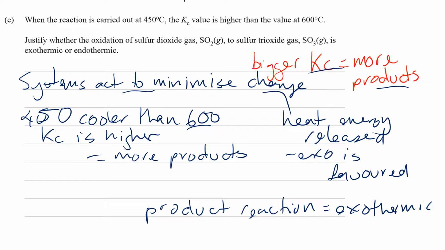Okay? And then whether the oxidation of sulfur dioxide gas, that actually the information's in the previous question. So you just say it's one or the other. Okay? And so the sulfur trioxide, because you can even tell from this that that's the product. Okay? It's going to be exothermic.